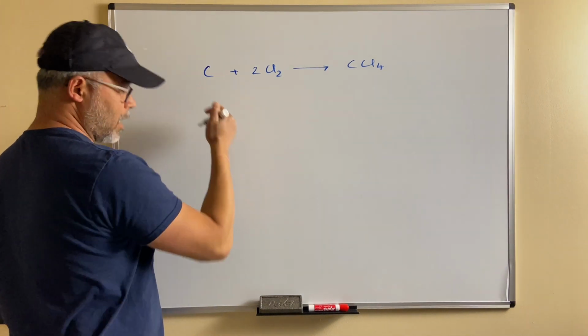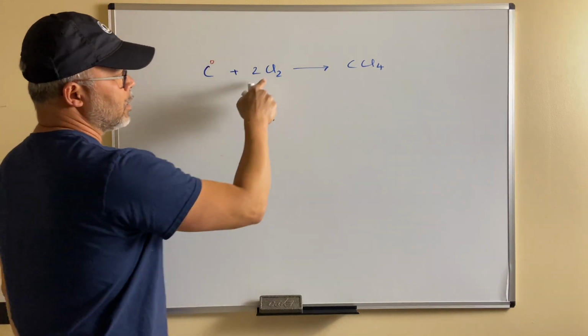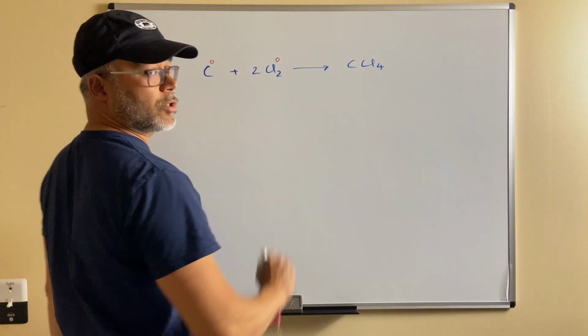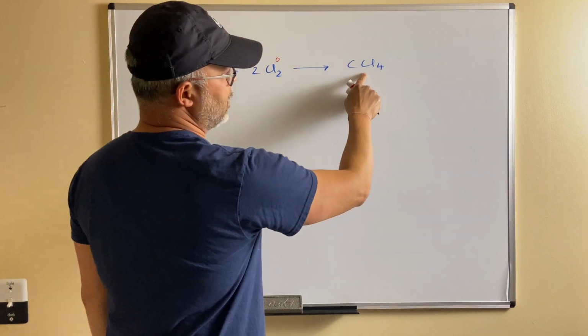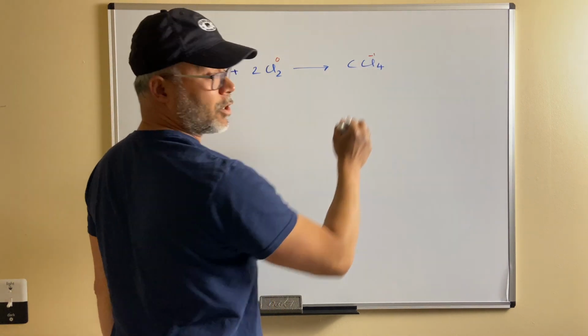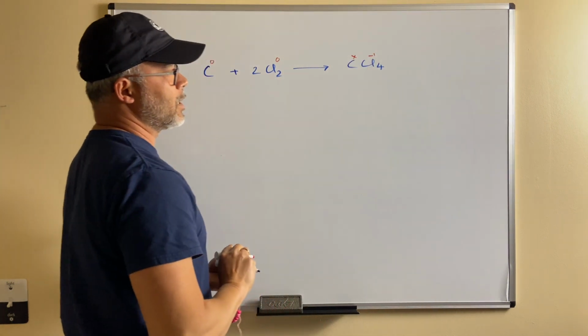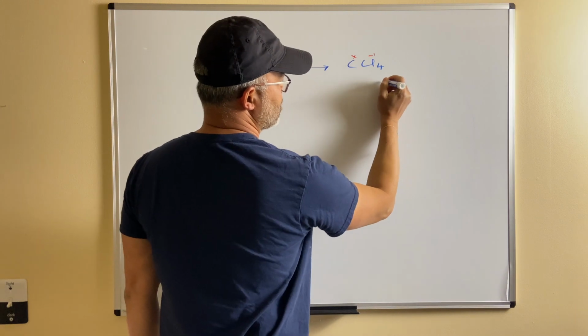So carbon is in its elemental state, so the oxidation number for carbon is going to be 0. Chlorine is in its elemental state too, so that's 0. Out here, we have to assume that chlorine is -1 because that's what the rule tells us, and we have to solve for carbon. So let's set up an equation in X to solve for carbon.